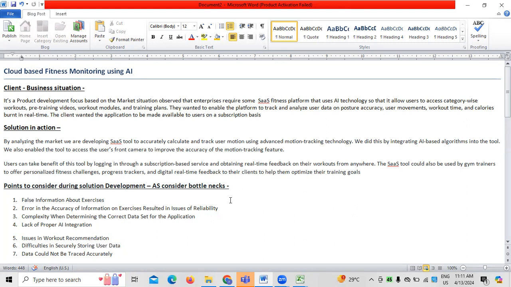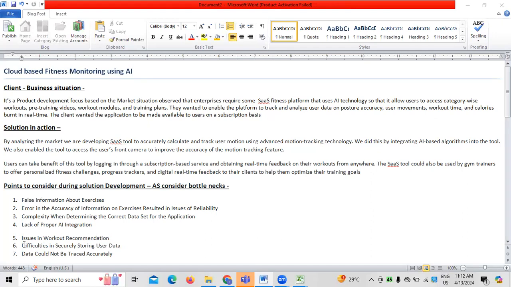In this regard, based on the market situation, there was some observation that they required a software as a service fitness platform. This must be connecting with some AI technology, right? AI technology is nothing but artificial intelligence. Even machine learning is a part of AI technologies. Machine learning is also part of the AI technology.